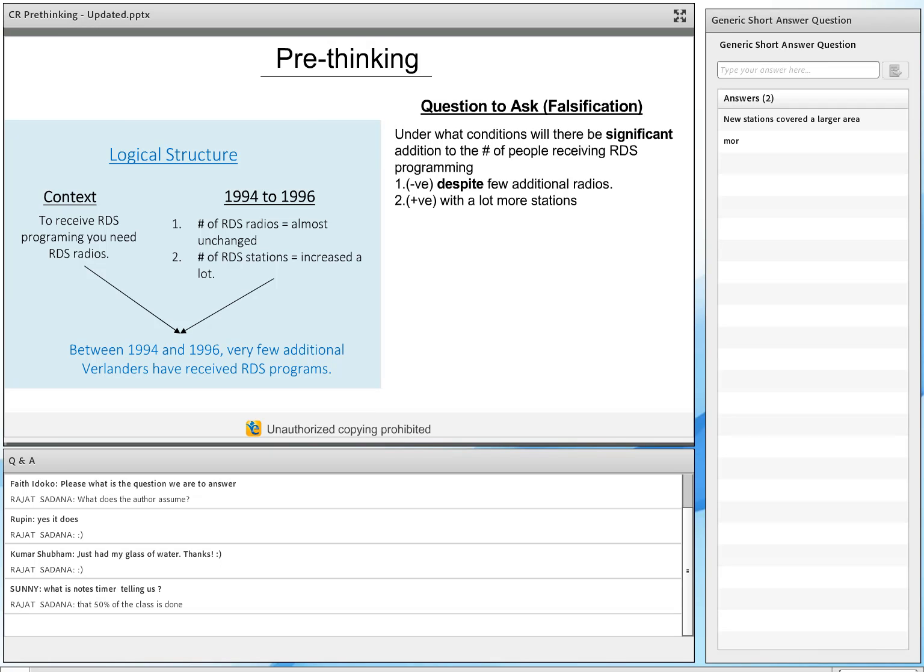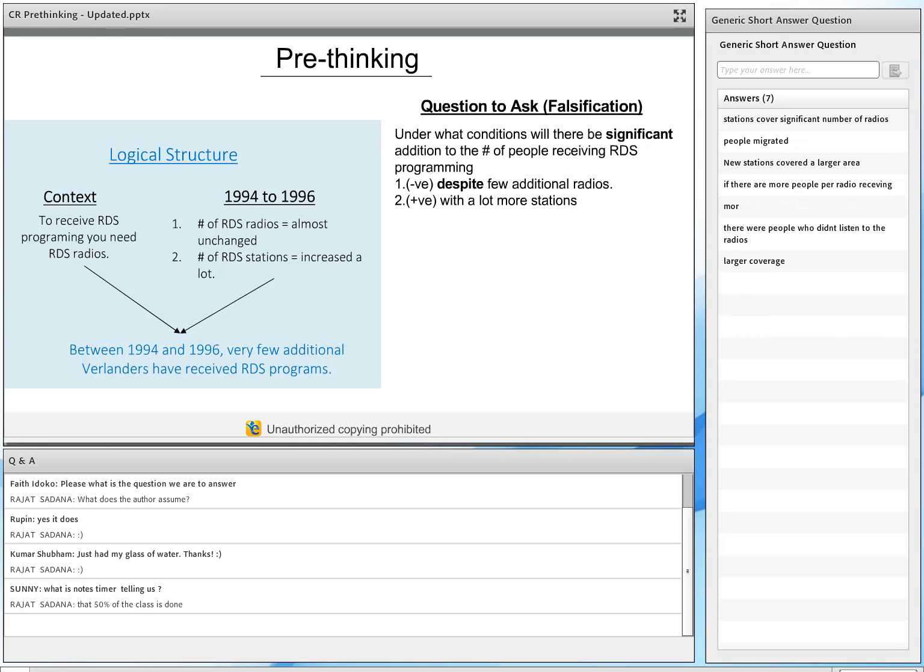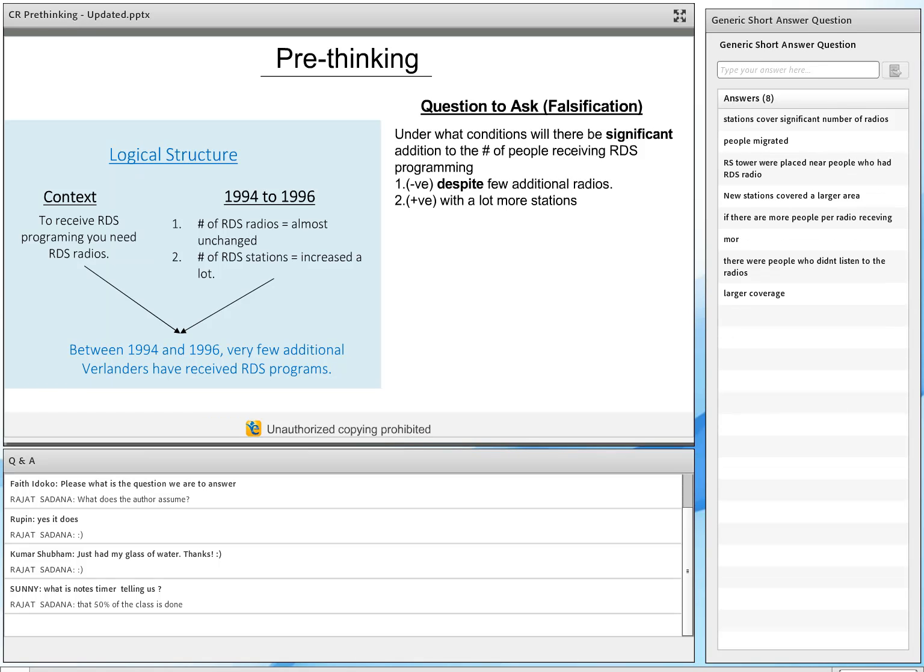Let's get your answers. If new stations cover a larger area, absolutely correct, which means if new stations reach people who had the right kind of radio but were not covered, that's really good. What else? There's one other way. If there are more people per radio receiving, who said that? Shreya Arora, really, really good response.